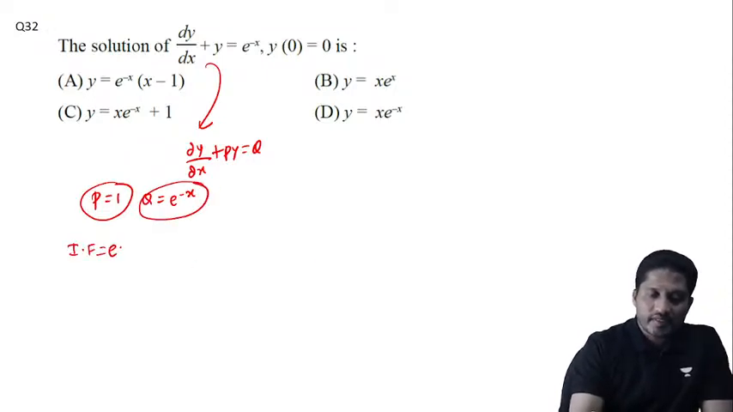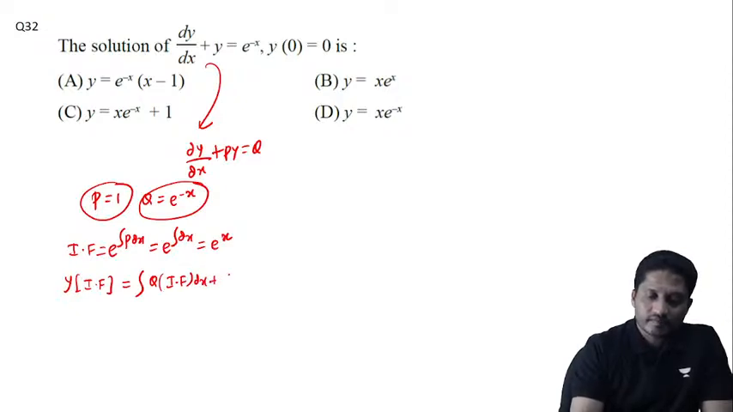Integrating factor is e power integration of p dx, e power integration of dx, which is equal to e power x. Solution is y into IF is equal to integral q into IF dx plus c. Y into IF, which is e power x, is equal to integral q, where q is minus x, into IF, which is e power x, dx plus c.